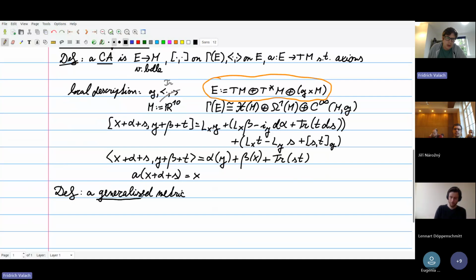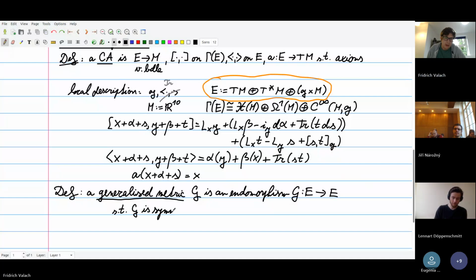So there are many ways to say this. We'll call it G, an endomorphism. So it's a fiber-wise map from E to E, linear, and it's symmetric, such that G is symmetric with respect to the pairing, and squares to the identity. So it is really a reflection. It's like a fiber-wise reflection.